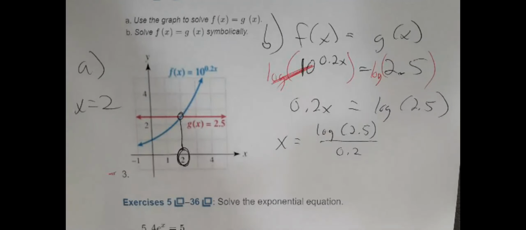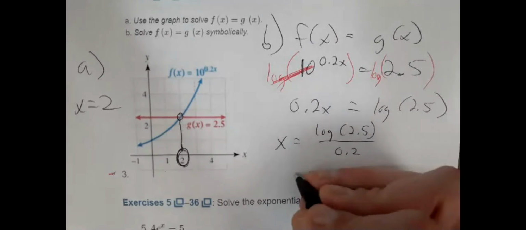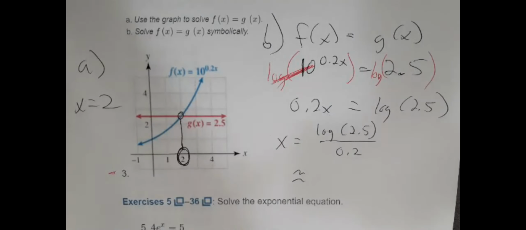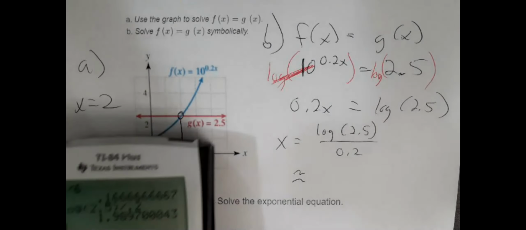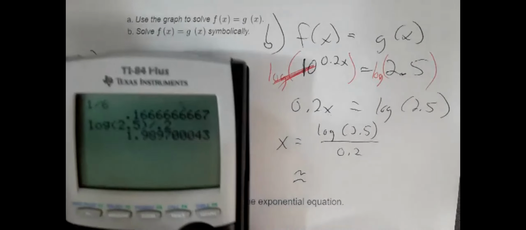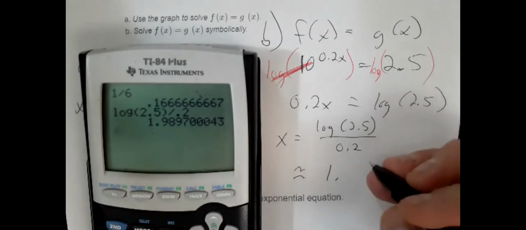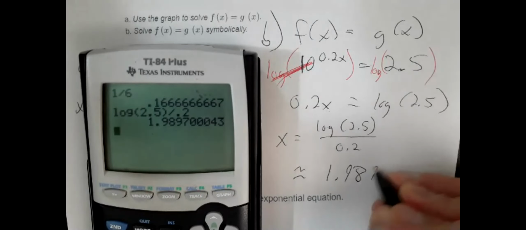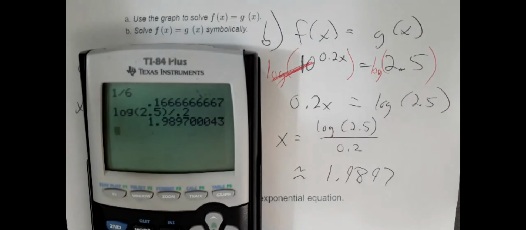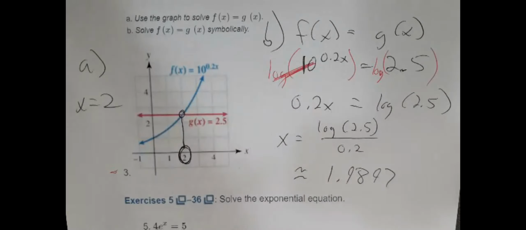And if I want an exact solution, this is it. If I want to see how this compares to that thing on my graph, you might notice I probably just said x equals 2 over here, but it really is not an exact 2. It's some fractional amount. It's going to round to 2. It's 1.9897. So this is why you don't want to solve things graphically. You definitely want to solve things symbolically if you can.